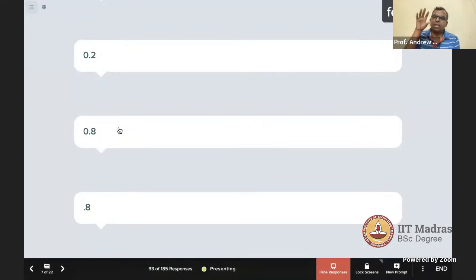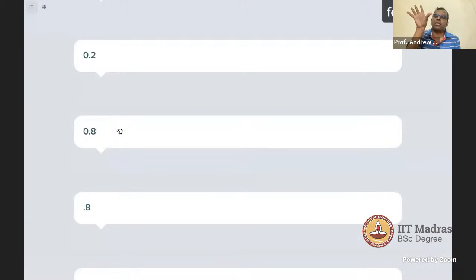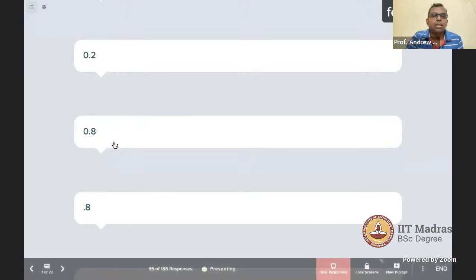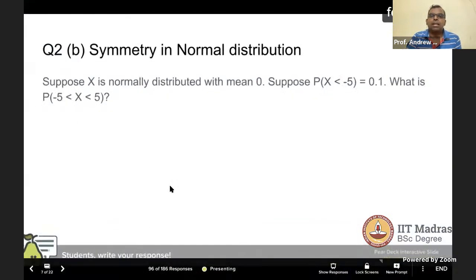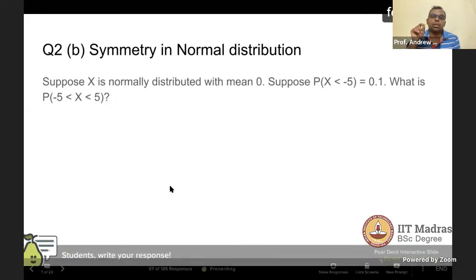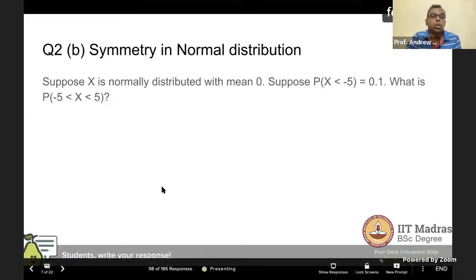Just imagine the thing. It's a mean zero normal bell-shaped curve. What's the probability of between -5 and +5? It's probably something that's going to be big, right? It's not something that's going to be small. Keep that picture and then try to do this problem, instead of mechanically, just algebraically writing equations. So chances of making mistakes will go down. So this is going to be a big number. 0.8 is the correct answer.